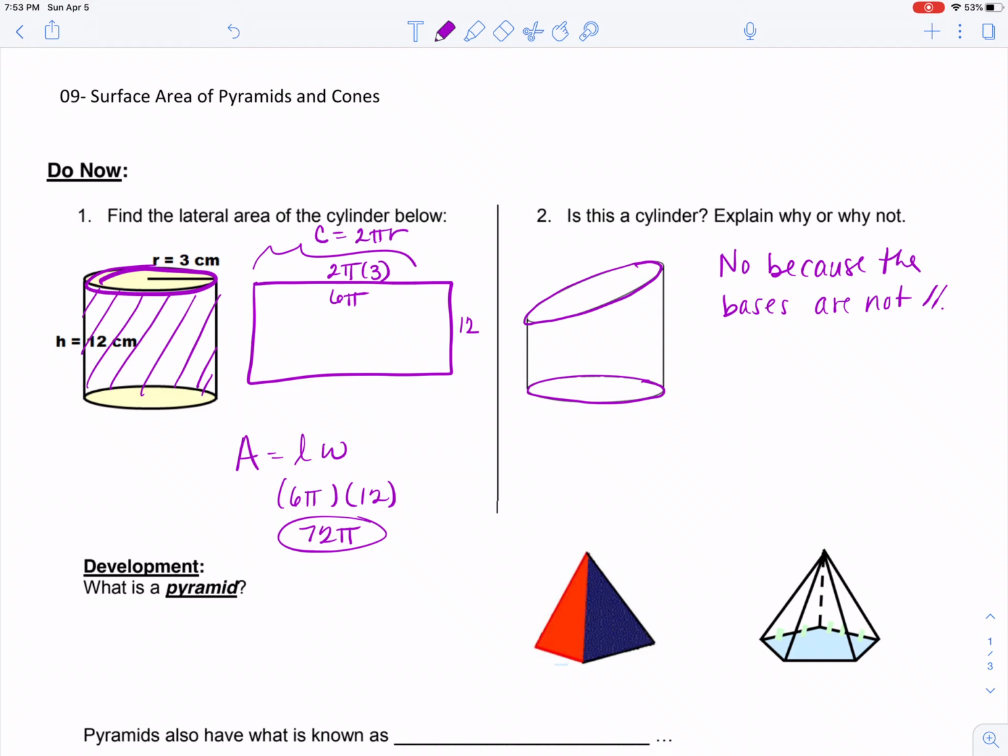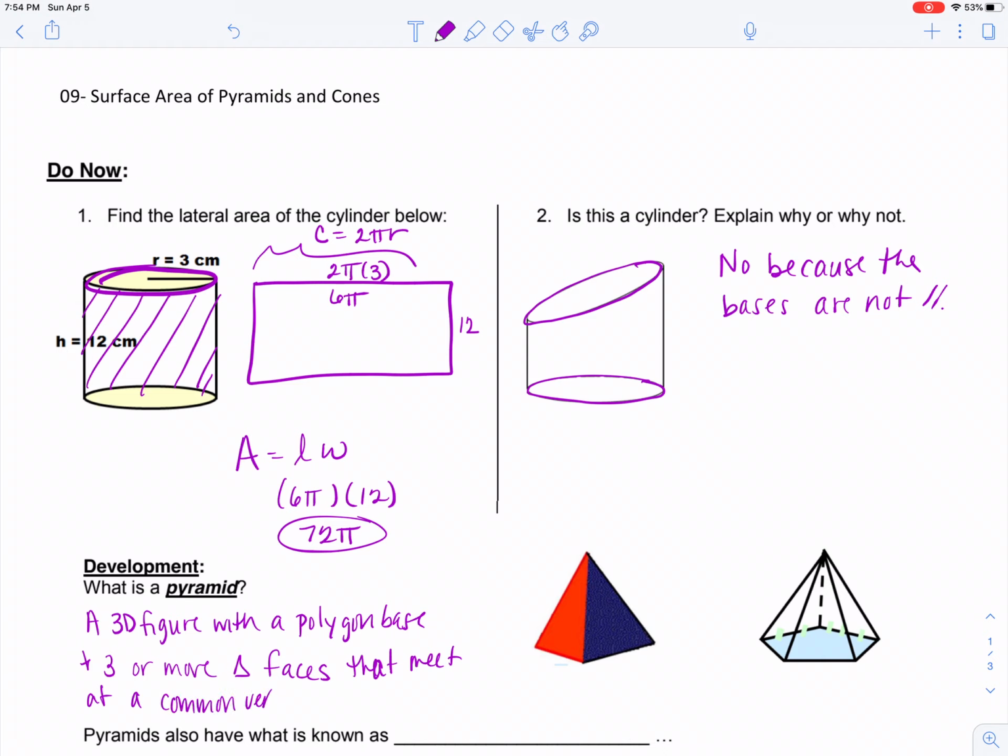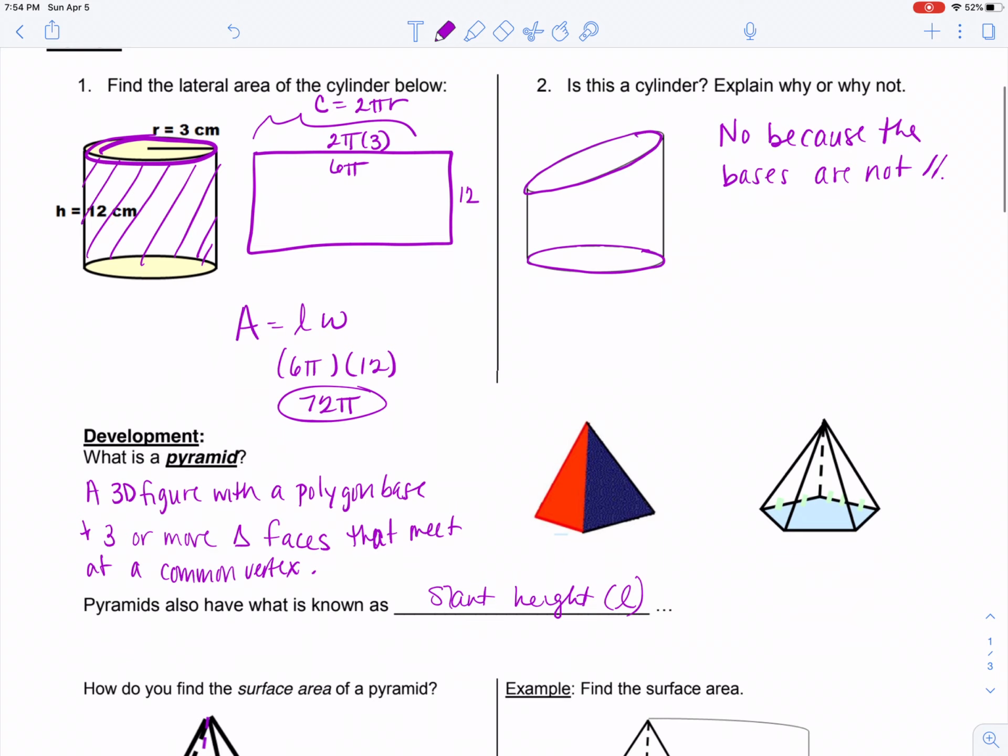How do we define a pyramid? A pyramid is a 3D figure with a polygon base and 3 or more triangular faces that meet at a common vertex. Pyramids have an extra dimension when you're getting the surface area, and that's called their slant height, and it's notated by L. I don't know why.